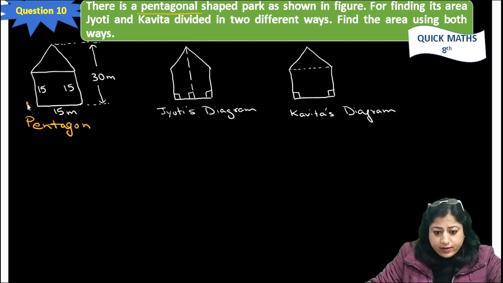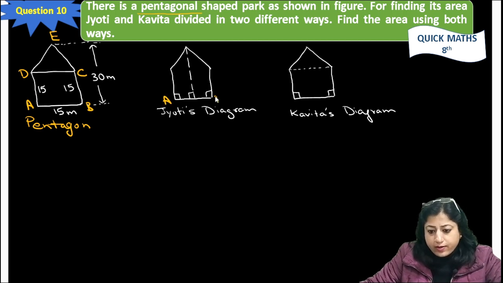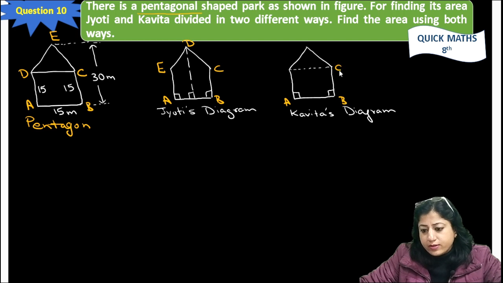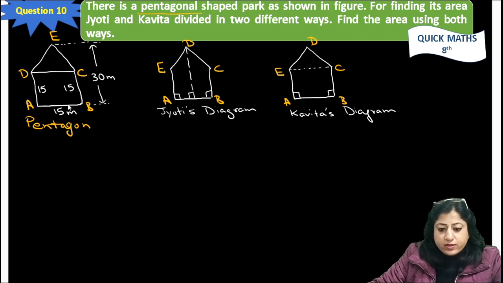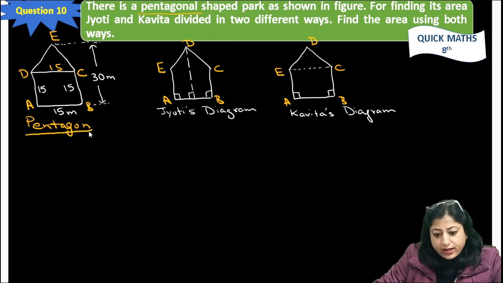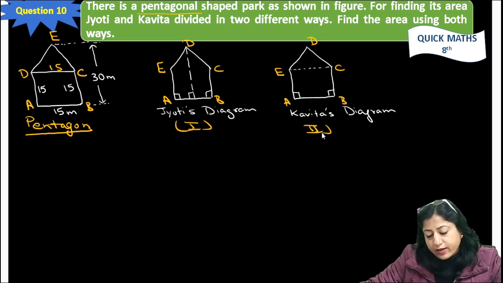This is a pentagon. Let it be A, B, C, D and E. Now the sides are 15, 15, 15, so this is a square. In the case of this pentagon, ABCD is a square, and on the square there is a triangle on the upper side, that is EDC. Now according to the first opinion, Jyoti, this is the first case.